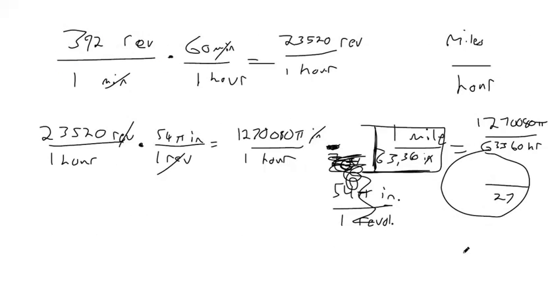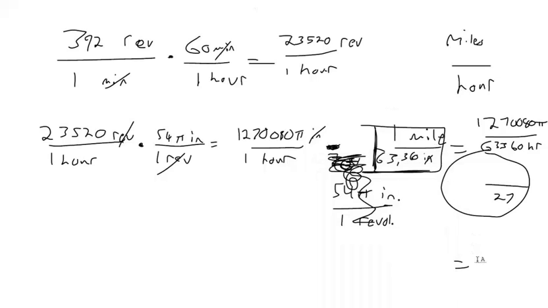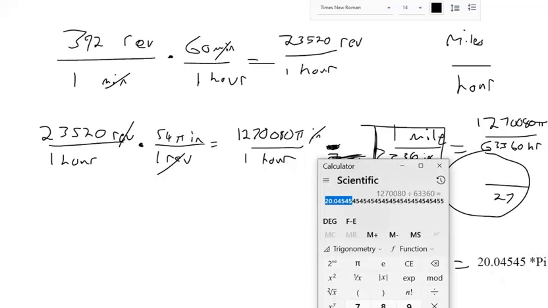Okay, and I think it wants it in terms of a decimal, so I'm going to take the top and divide by the bottom. So divide by 63360. So I get, oh, and I forgot about pi. This is 20.4545 pi, and then we can change that to a decimal too by multiplying by 3.1416. So that's what I got for an answer, about 63 miles per hour.